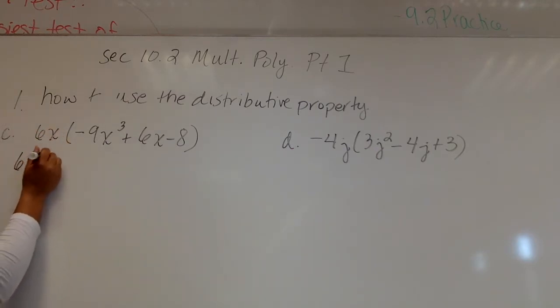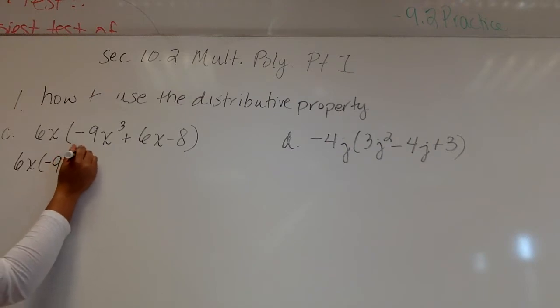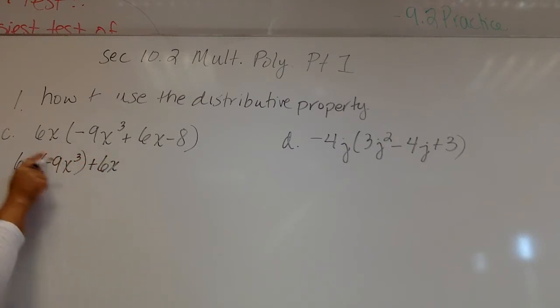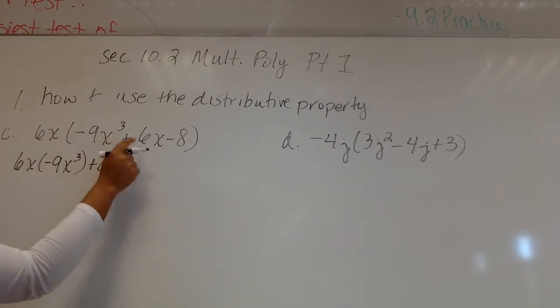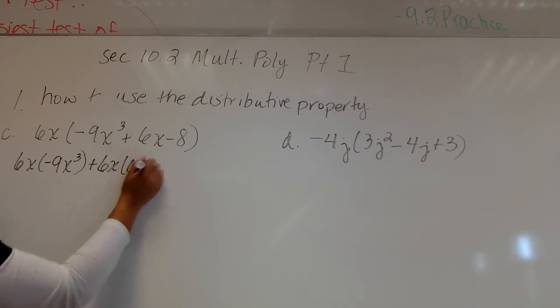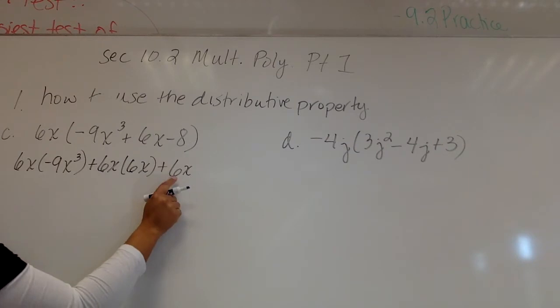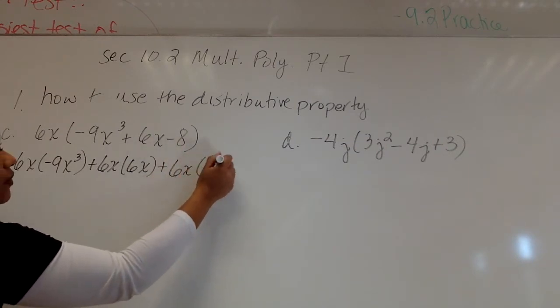I got a 6x times negative 9x cubed. And I'm just going to put a positive 6x here. This plus sign, you know it's a positive. I should have done that probably for A and B, but I didn't. So that's 6x times 6x. That's just a coincidence that it's the same. And then I've got one more distribution. I have to multiply the 6x times negative 8.